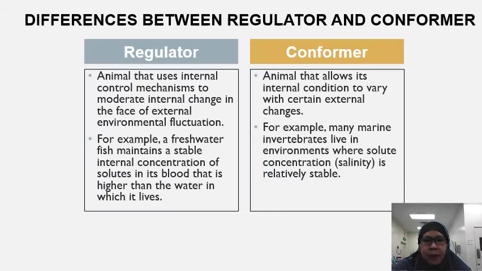Alright. So before we start everything, you will need to understand 2 important terms: regulator and conformer. Here we focus on humans or animals, where a regulator uses internal control mechanisms to moderate or regulate internal change in the face of environmental fluctuation. So these are the examples. Whereas a conformer allows its internal condition to vary with the change.